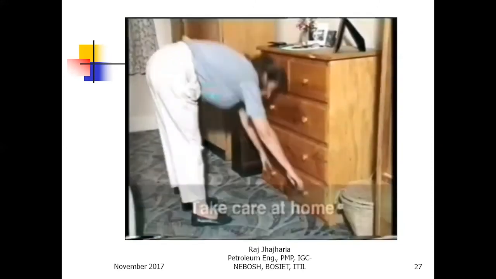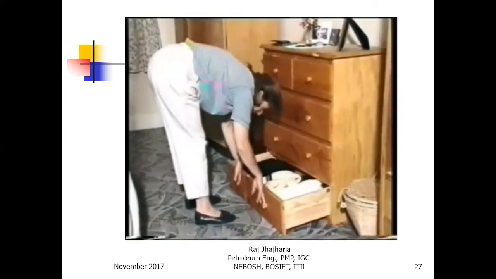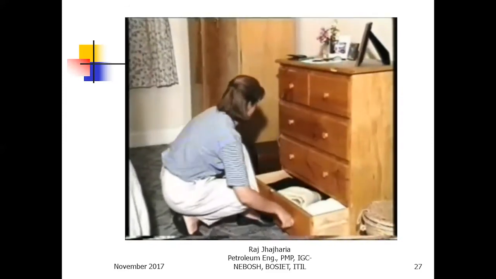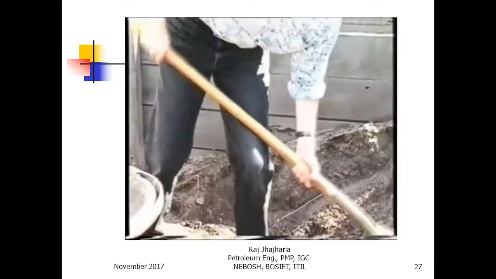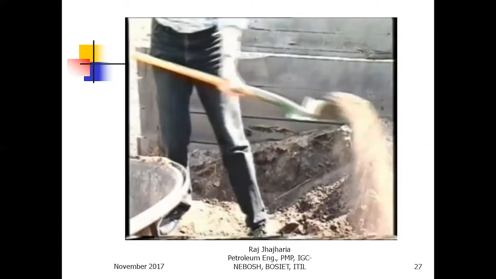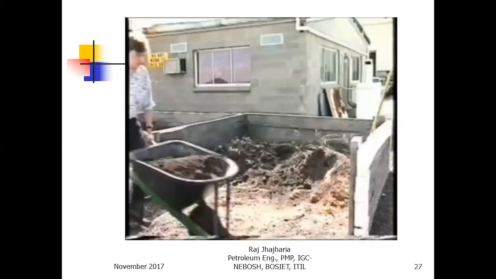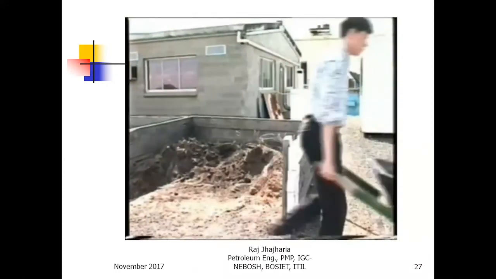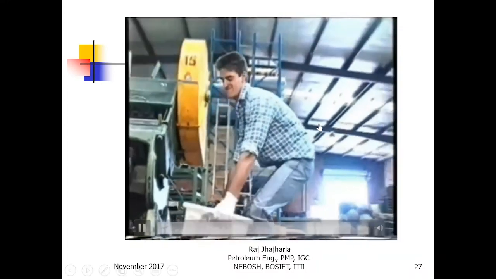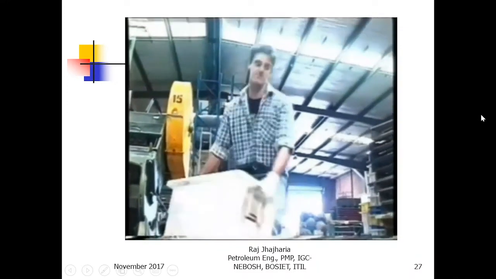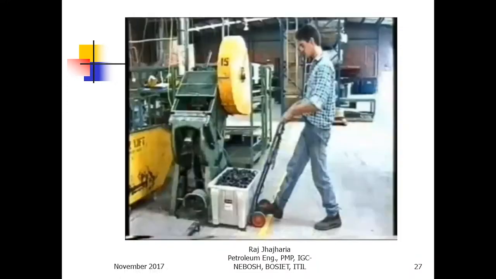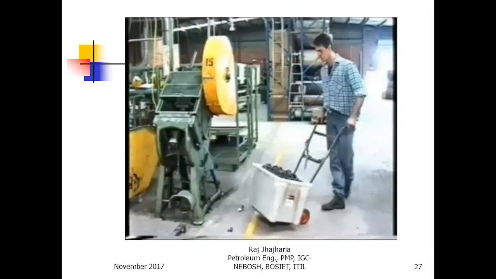Don't bend your back when getting something out from a low drawer. Bend your legs instead. When shoveling, lift with your knees and keep your back straight. Take the time to stop and stretch your muscles, and where possible, use mechanical aids. Remember, don't try and act the hero. If there is a potential risk to your back, then find a mechanical aid or get someone to help you.